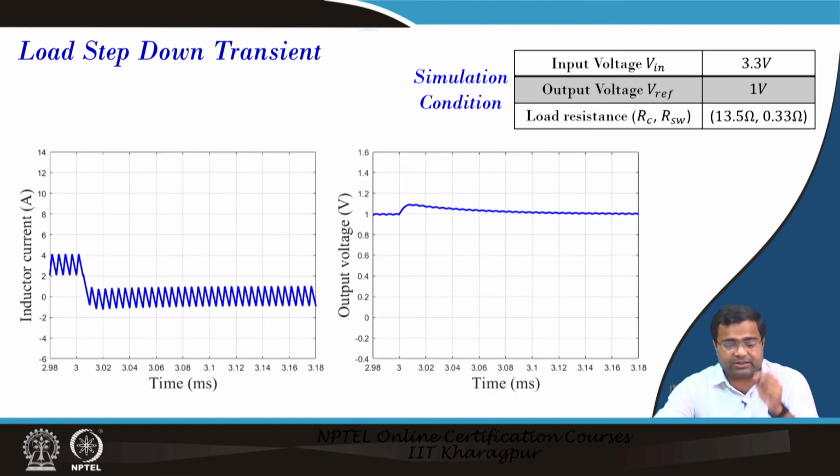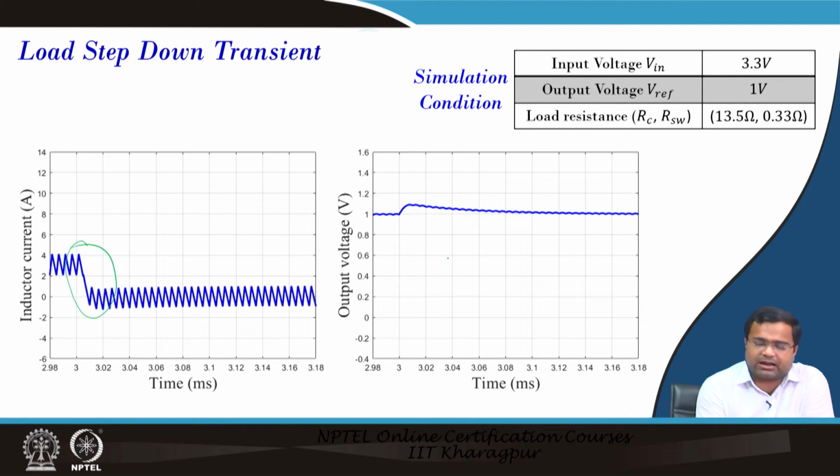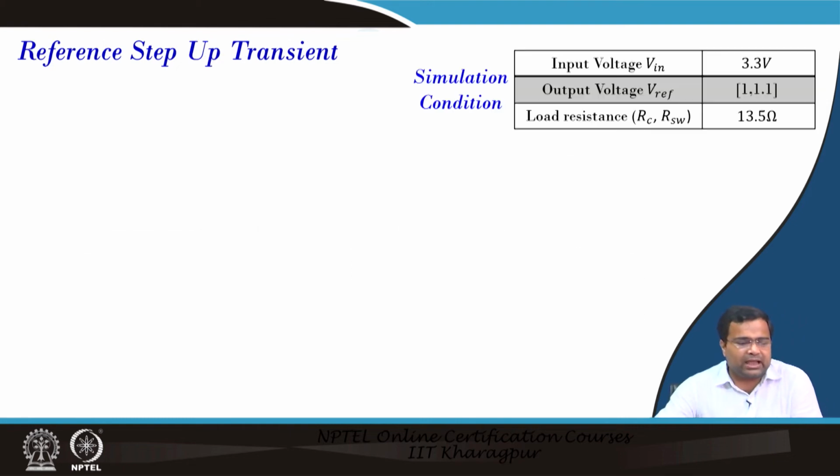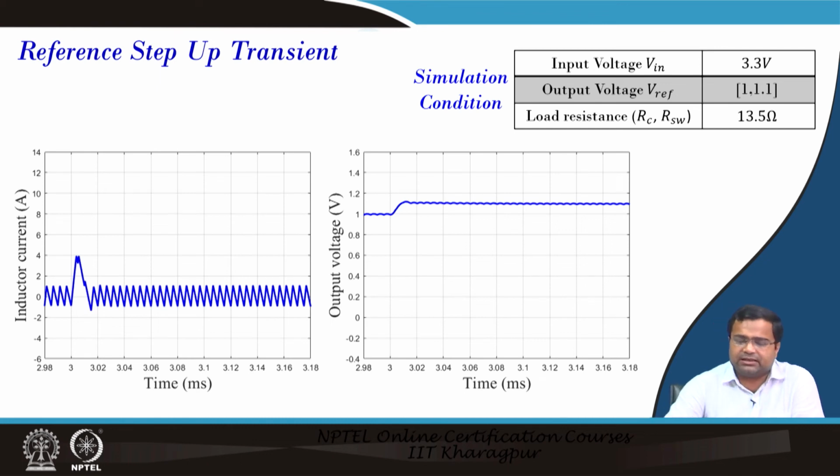Current mode control is sluggish because it looks almost like a first order system. You can see from the response, for both step up and step down, the response changes very nicely, but after that it takes a lot of time to come back. And if you go for a reference step transient with the same controller gain, it is very fast.